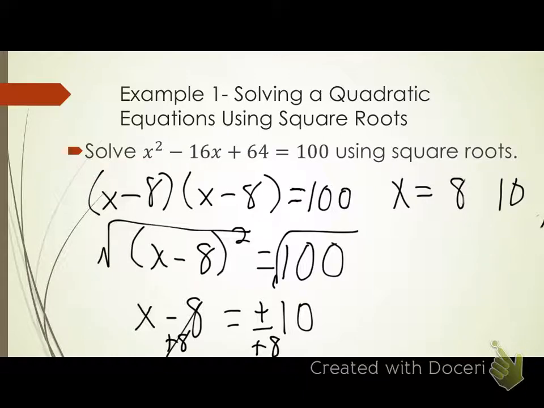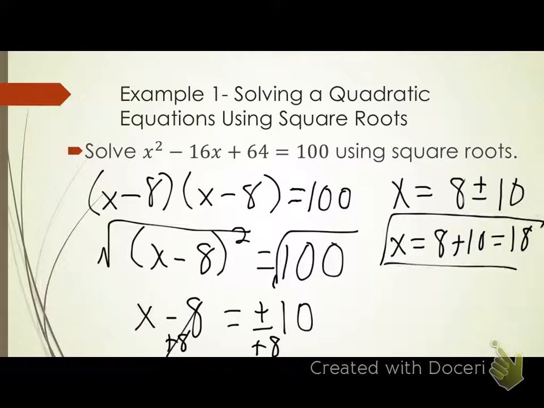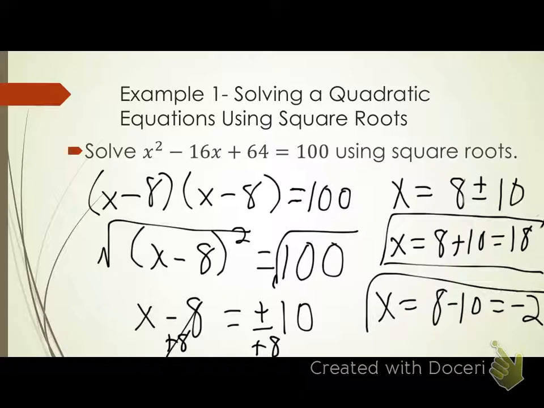Can you not add 8 to 10? I'm getting there. So I get x equals 8 plus 10, which equals 18. So there's my first solution. And I get x equals 8 minus 10, which gives me negative 2. Does everyone see that? Why would it just be x equals plus or minus 18? Because we have to do the plus or minus 10. Okay. So it's 8 plus 10, 8 minus 10, which gives me 18 and negative 2.